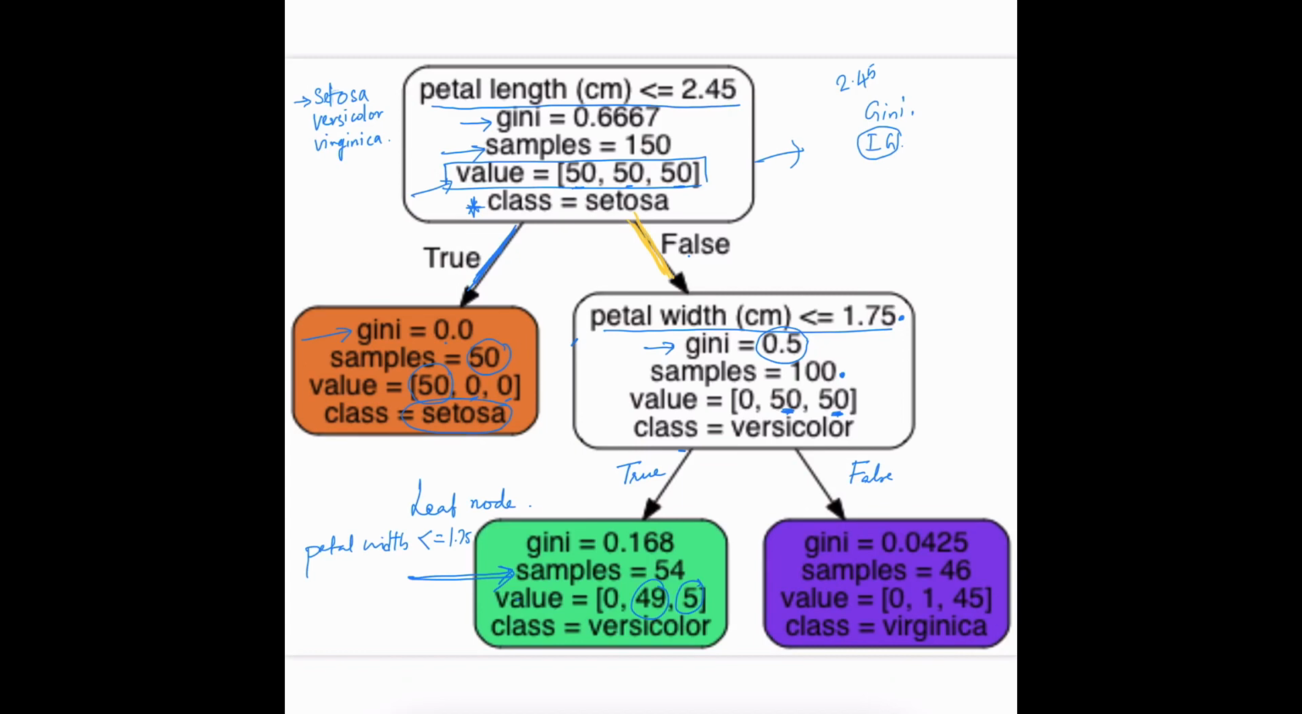Now let's take the other branch. In the other branch, we can see that because we had a total of 100 samples and 54 came here, 46 will go to the other branch. Now in 46, we can see 45 are virginica and 1 is versicolor. Based on this, we declare the class to be virginica at this leaf node. So both of these are leaf nodes, and they are at maximum depth too.